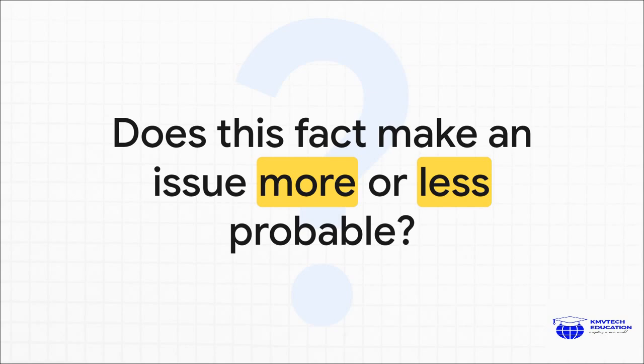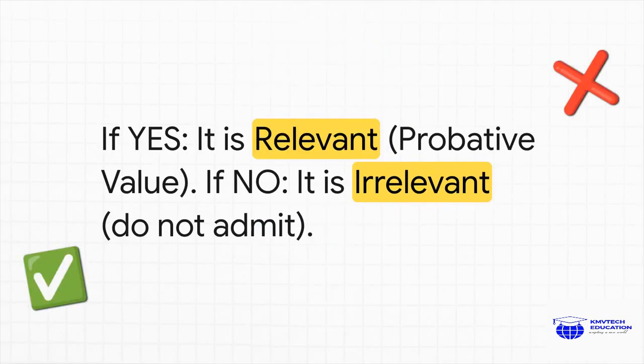We are asking if the fact logically moves the scales of probability for the case. Does it prove, or even tend to prove, something that actually matters? The outcome of this test is binary, and honestly, pretty straightforward. If the answer is yes, meaning the fact has probative value and moves the scales of probability even just a little bit, then it is relevant. If the answer is no, if it doesn't move those scales of probability in any direction on any issue whatsoever, then it's irrelevant. And if it's irrelevant, it must be excluded. No way around it. It cannot be admitted.